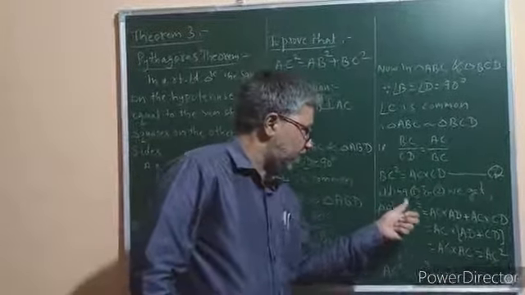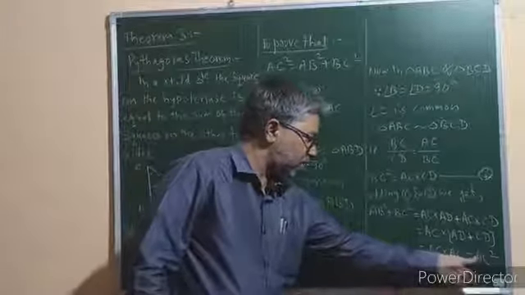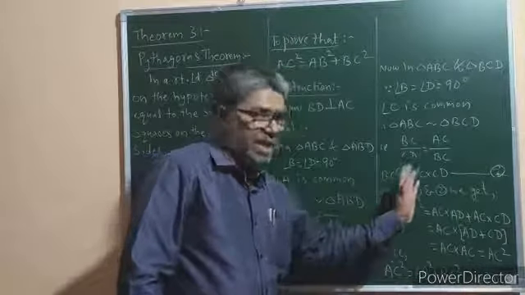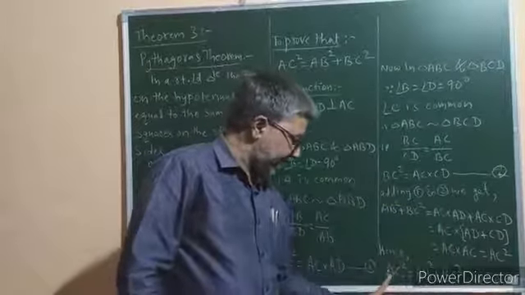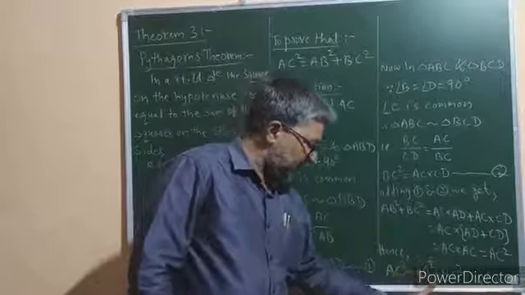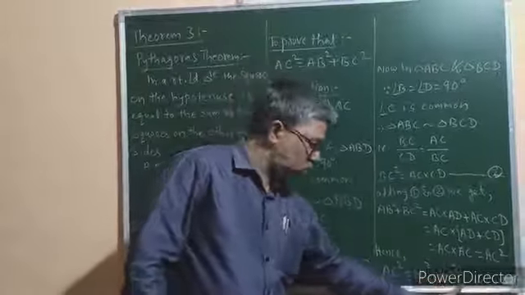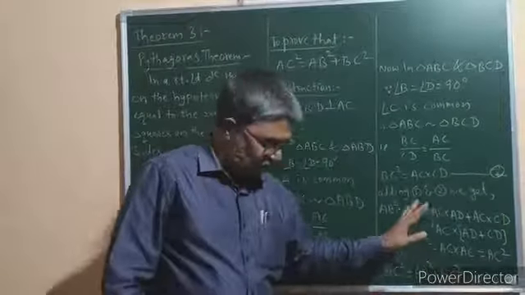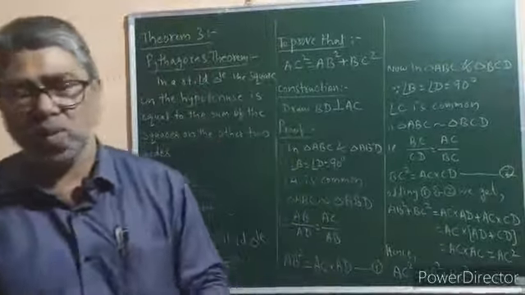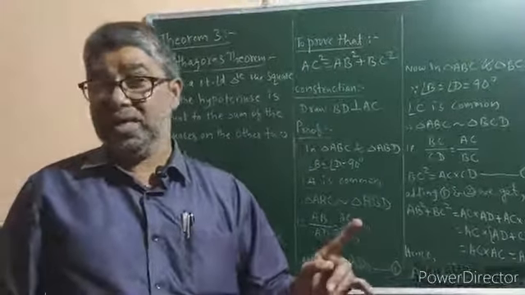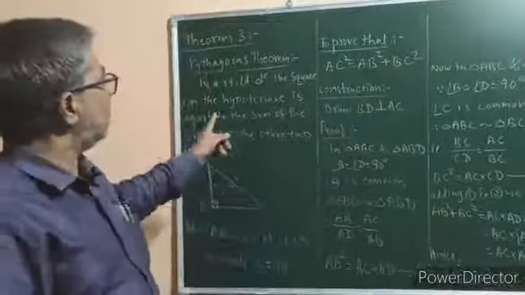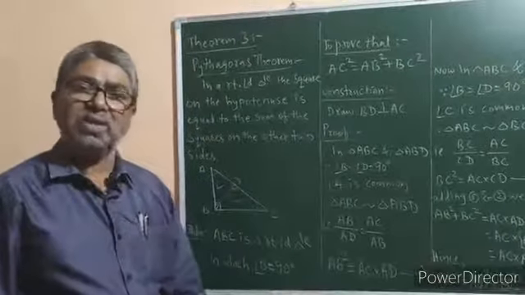So AB square plus BC square is equal to AC square, or bringing RHS to LHS and LHS to RHS, we get AC square is equal to AB square plus BC square. QED. So this is the proof of a very important theorem from the point of view of your examination. It carries 5 marks and the theorem is called Pythagoras theorem.